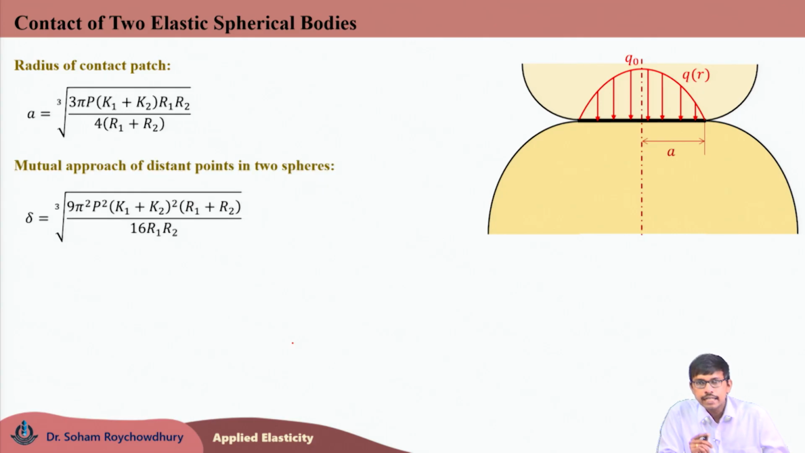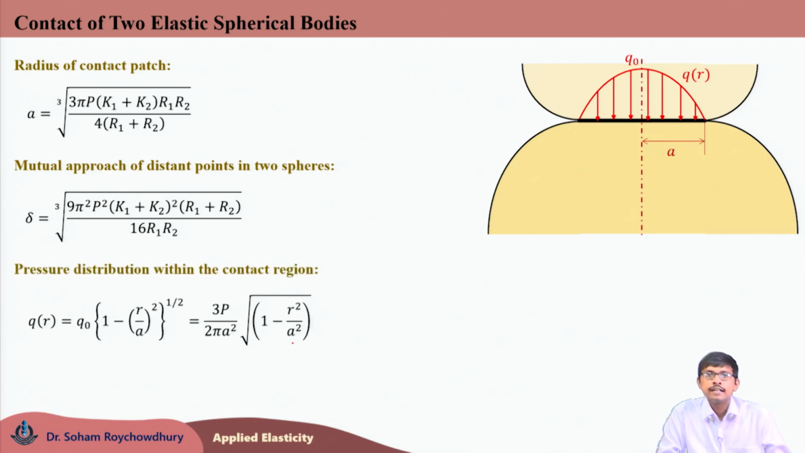Now, coming to delta. We can obtain the value of delta by using the equation delta minus beta r square is W1 plus W2. Substituting the expression of a and q naught there, the mutual approach distance delta can be obtained like this. So, the two spheres coming in contact would approach each other. The centers of the two spheres, any far field points of the two spheres, would come towards each other by this much mutual approach distance delta.